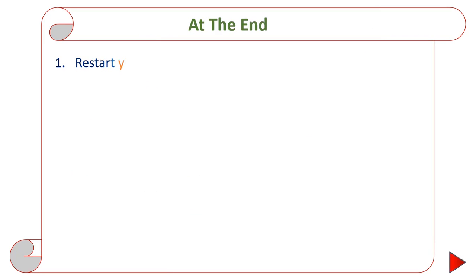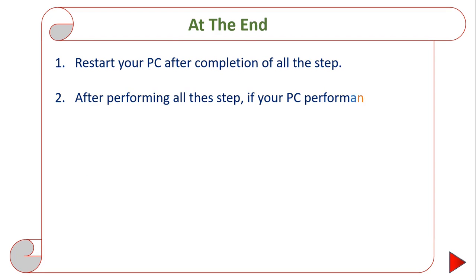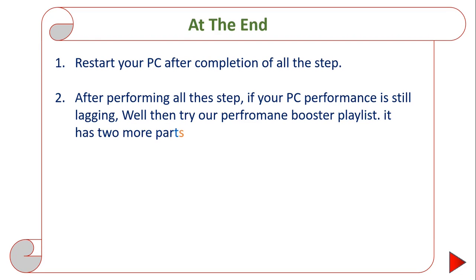After making all four changes, go ahead and restart your system for the final time. If you don't see any visible difference in your Windows performance, go ahead and watch our Windows Performance Booster playlist. It has a couple more videos that will have eight different methods to boost your Windows performance. This was part 1 and we have part 2 and part 3 that you need to follow to boost your PC performance.